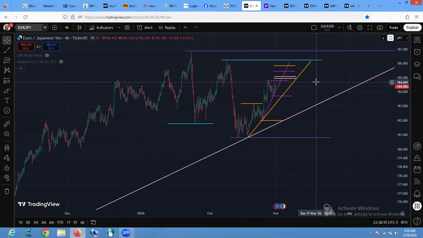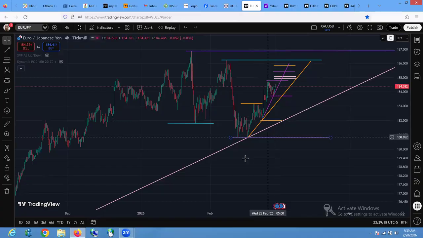But it seems this wave is not done in its movement to the upside. For me, we are still within this C leg or third leg. We are not seeing that divergence yet, but this could go to become much bigger, or it might just continue to go up.